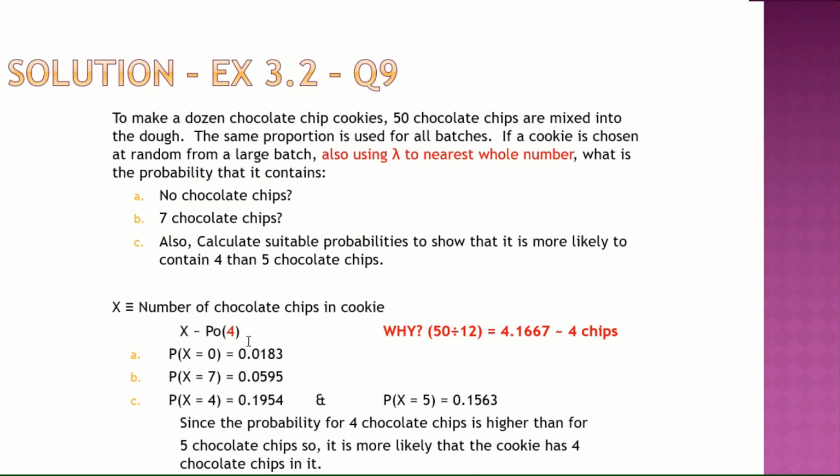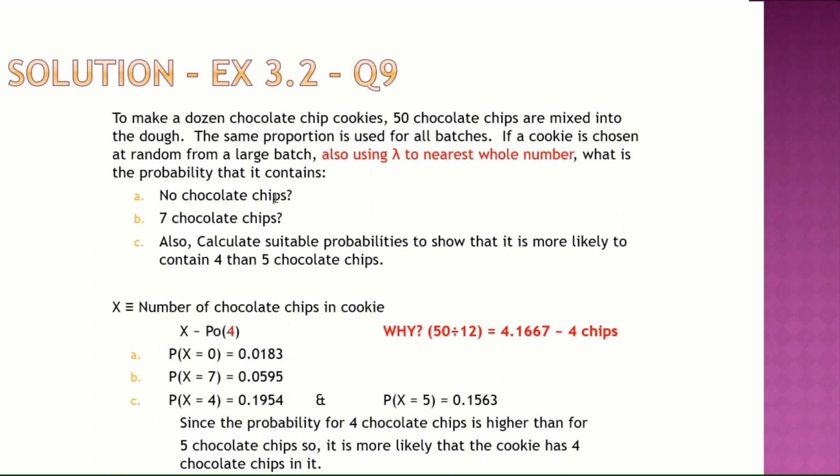Don't worry, in your exams they will state directly whether they want you to use your lambda as a decimal place or a whole number. I understand this might be a little confusing, because just now I told you that you can use decimal places. In your exam it will be clearly stated. Like here, it says using lambda to the nearest whole number, what is the probability of no chocolate chip? So probability of x equals 0. It's just this part, all right?